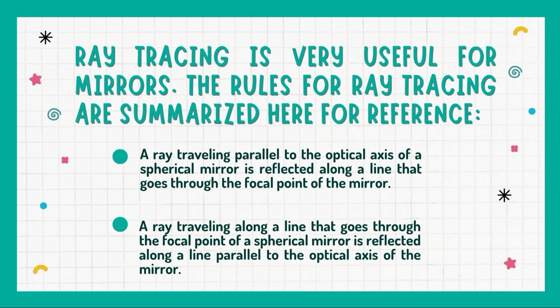The next one is: a ray traveling along a line that goes through the focal point of a spherical mirror is reflected along a line parallel to the optical axis of the mirror.